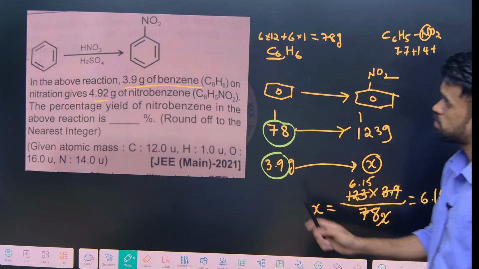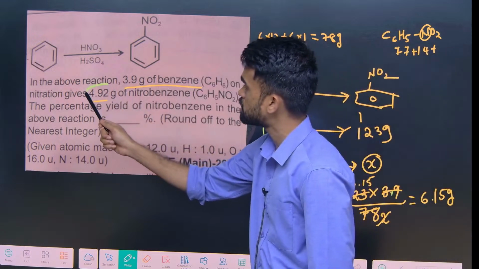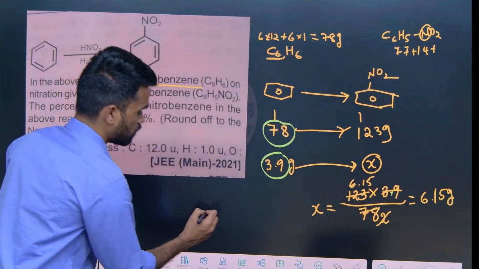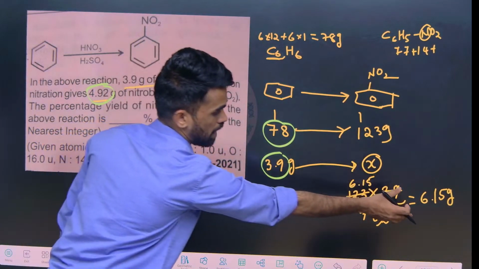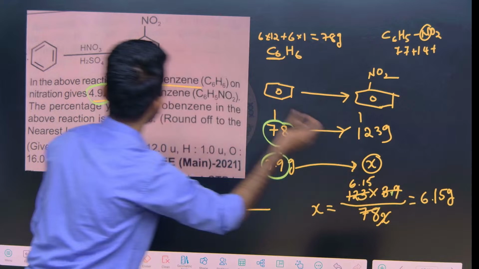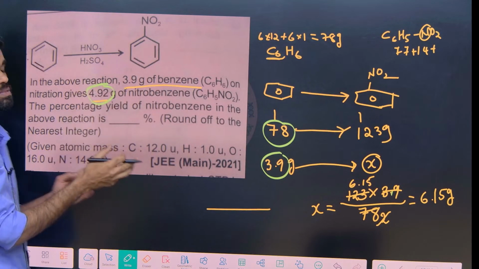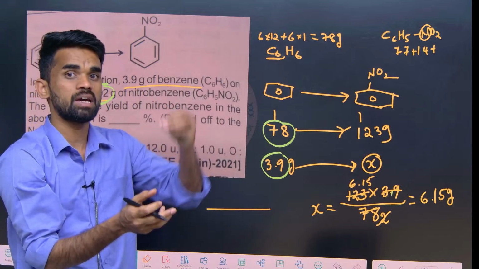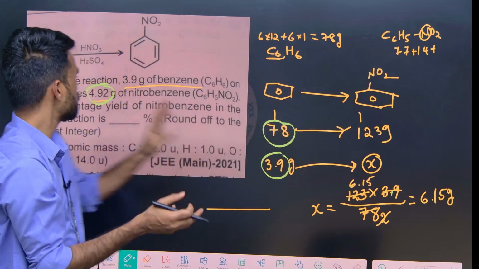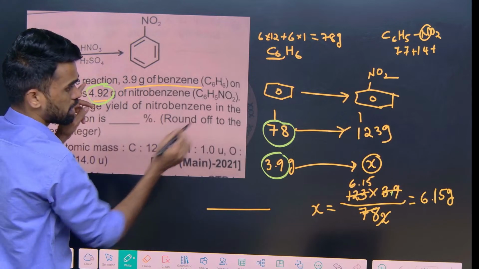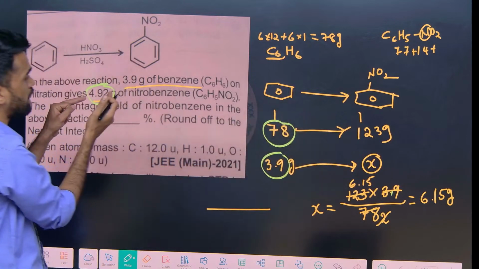But experimentally how many grams of nitrobenzene is produced? 4.92. So always remember the theoretical calculated yield will be more when you compare it with the experimental yield, because during the experiment some compound might form as a byproduct. 100% efficiency won't be there. So theoretical yield will always be greater than the experimental yield.